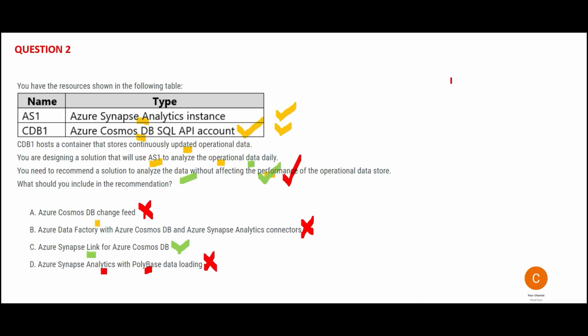But this won't work here because Polybase works with Synapse. We are not here. We are talking about Cosmos DB API. So this would be my answer.